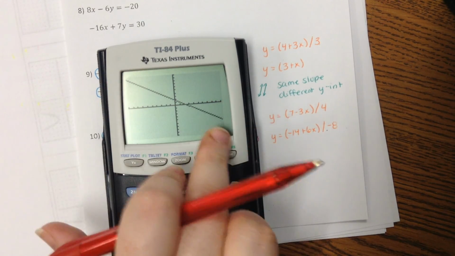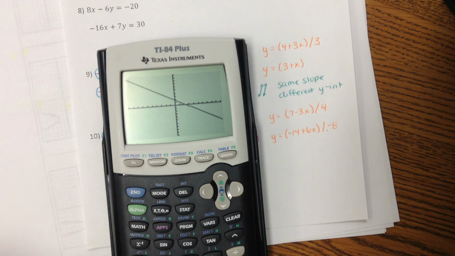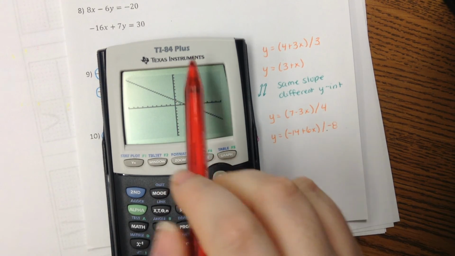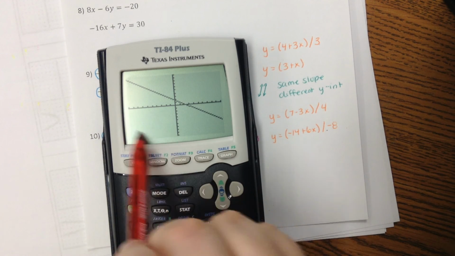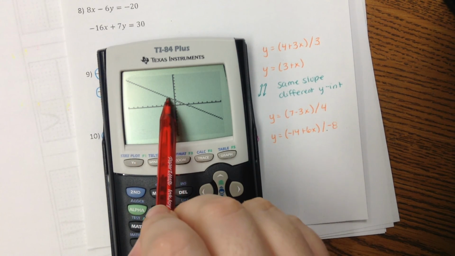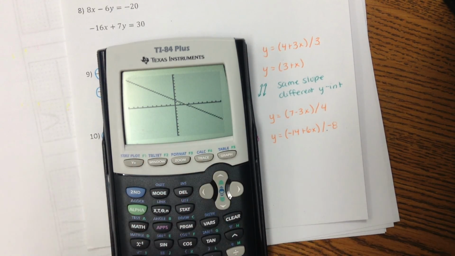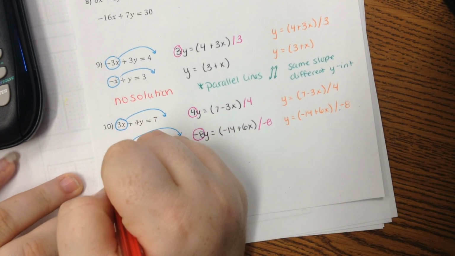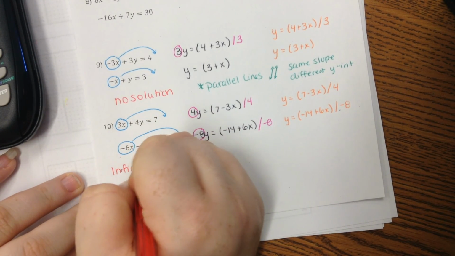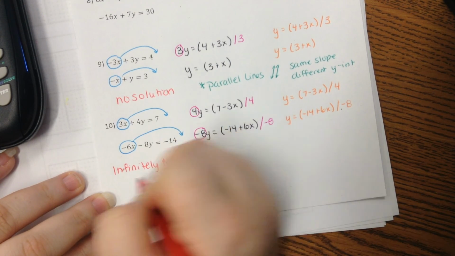So how many times will they cross? They will cross forever, so that means infinitely many. We do not say all solutions because this is not a solution. Anywhere over here is not a solution. These are not solutions. We say infinitely many because they will cross forever, but not every single number is a solution. So our answer is infinitely many solutions.